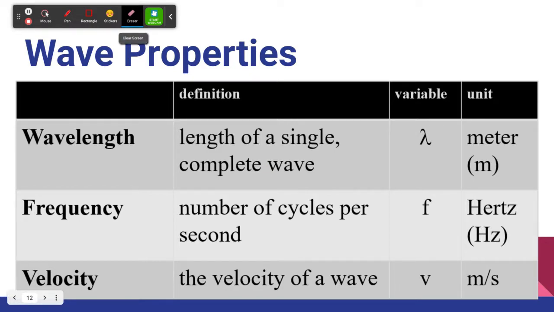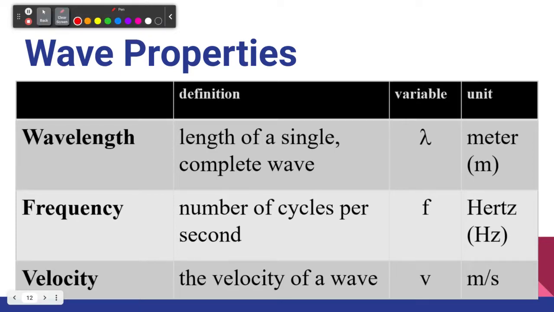So frequency is just the number of cycles per second. It's the number of things happening per second. Velocity is just how quickly the wave is moving. So again, number of waves per second for frequency. I'll go back, and I'll finish up talking about that.